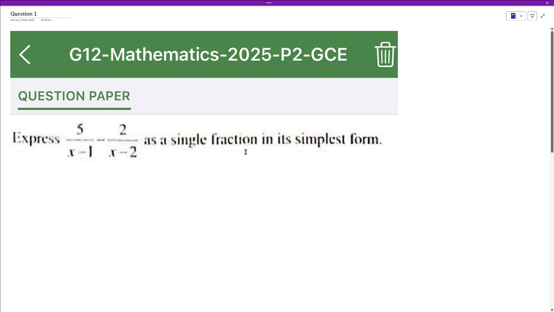Okay, so this one is quite simple. It is very similar to addition and subtraction of fractions. So except I think it's blurry. So let me just copy the question for you. So it's x minus 1, then the numerator is 5 minus x minus 2, the numerator is 2. So these are very simple.